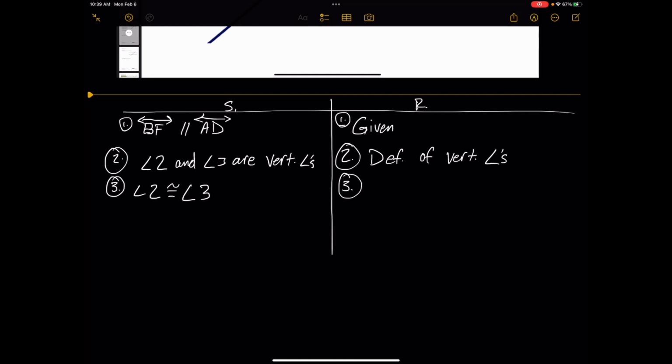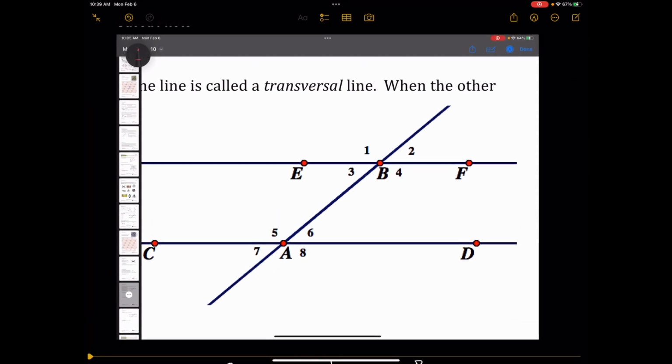Now, why can I say that these two angles are congruent now? Definition of vertical angle. Just draw a quotation mark. Boom. Okay, so that gets us from 3 to 2.